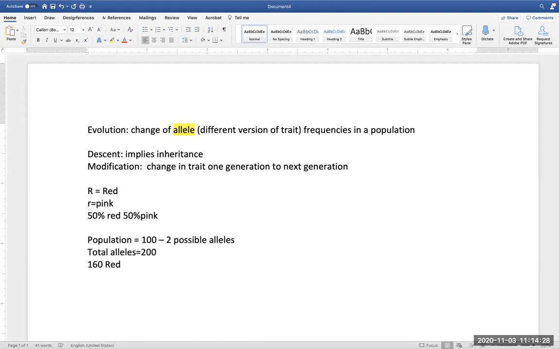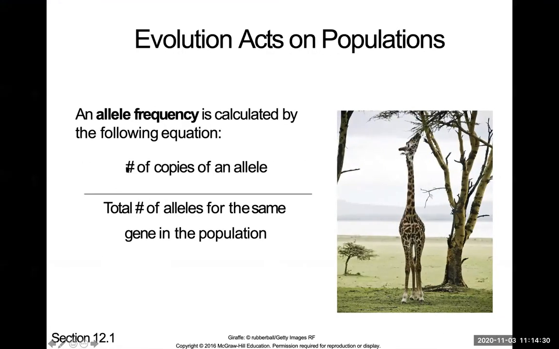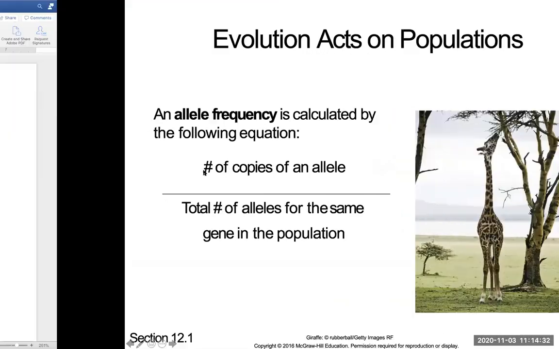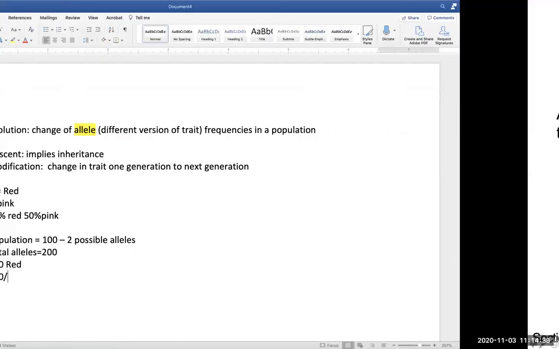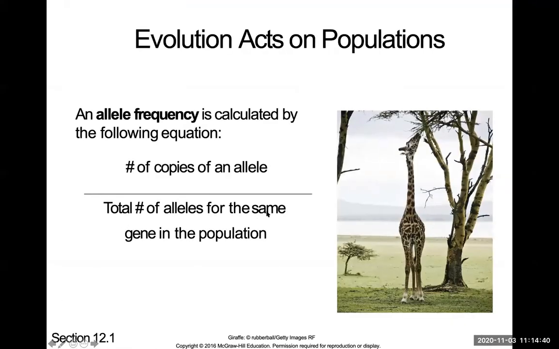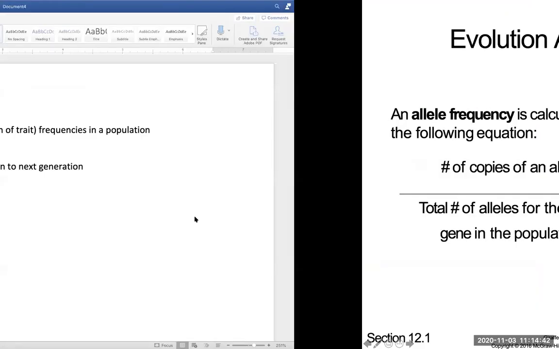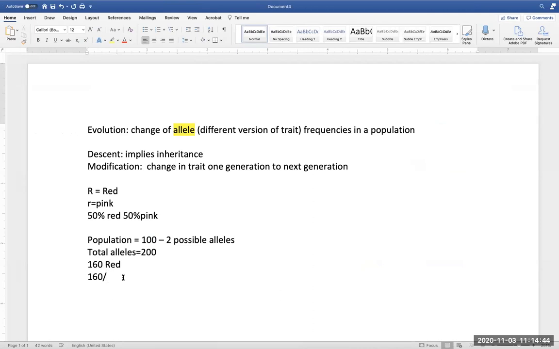Now let's go ahead and apply this. Number of copies of an allele: I said I counted and it was 160 red. So that's our top number. And on the bottom, the total number of alleles for the same gene in the population. What was the total number of alleles? 200. So you're just going to divide that, and I think that's going to give you 0.8. That's your allele frequency for this allele here.